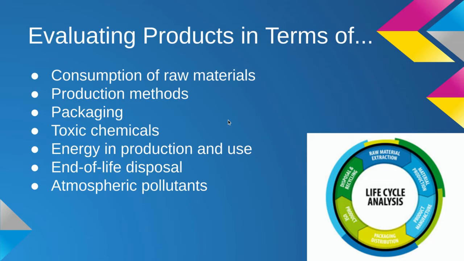Evaluating products. Okay, there's lots of different ways that we can evaluate our products and decide how to make them more green. So the consumption of raw materials, production methods, packaging, toxic chemicals, energy in production and use, end-of-life disposal, and the atmospheric pollutants.